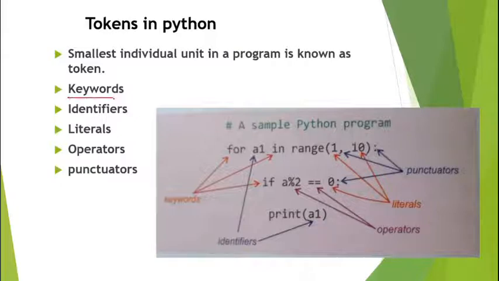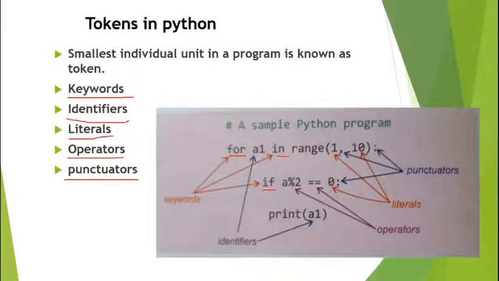What are those categories? First is keyword, second one is identifier, third one is literals, fourth one is operators, and fifth one is punctuators. Here we have added one sample program. This program is used to display even numbers from 1 to 10. See what is here. Here are keywords. For is a keyword, in is a keyword, if is a keyword. These are the reserved words. These have some special meanings, which we will learn more about in the next slide.